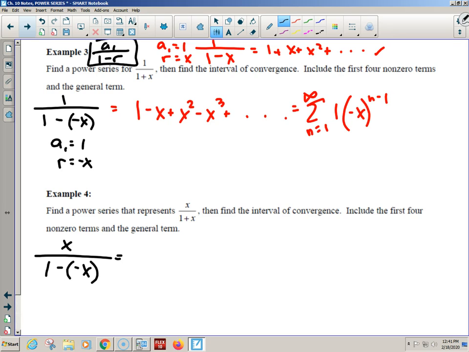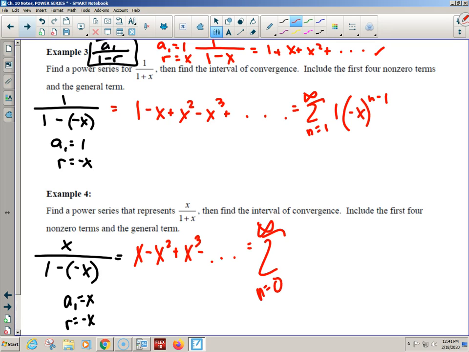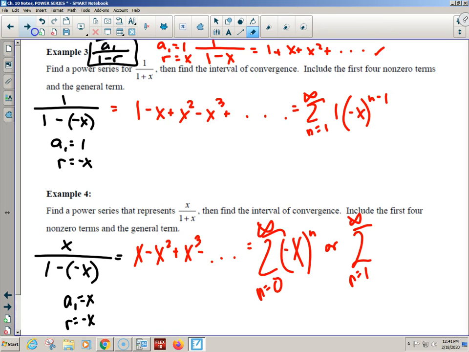My first term is just x, and then what's my r? So what's my first term? Multiply by negative x. Okay. So what would my infinite sum be? You can either go from 0 to infinity and just say, oh, hey, it's still my negative x to the n. Or you could go from 1 to infinity and just change it to be, oops, nope, that's not good.